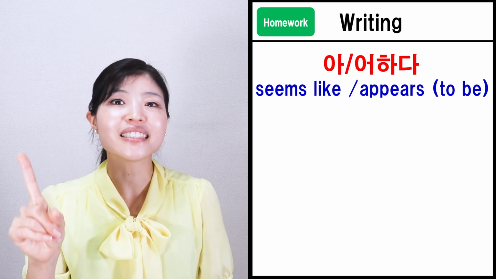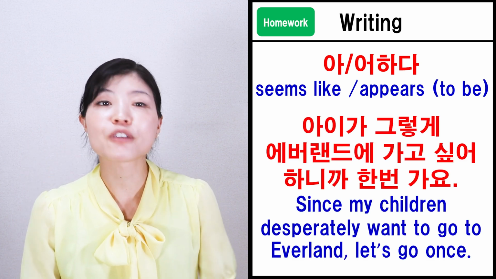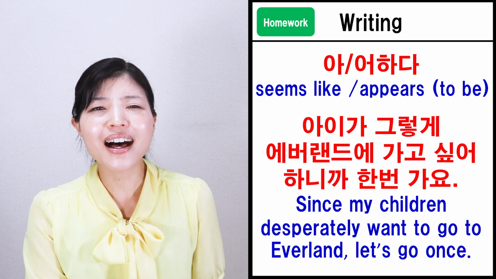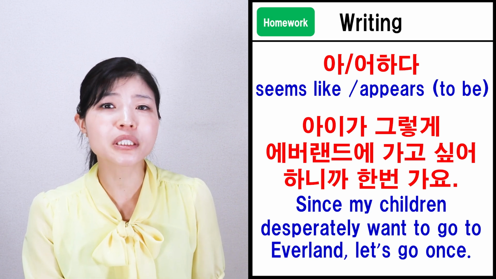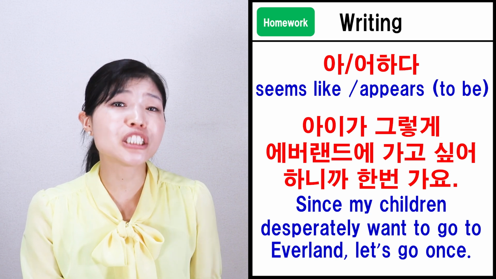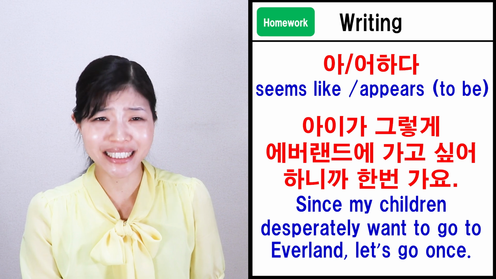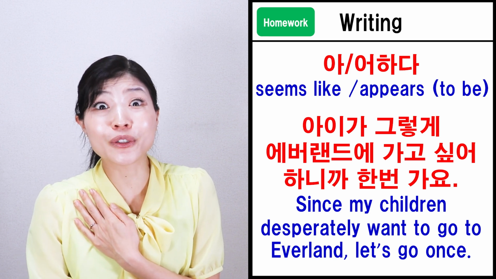There are 2 parts to the homework. First, please make 3 sentences using today's grammar. For the first sentence, please use 아우하다, seems like, appears to be. For example, 아이가 그렇게 에버랜드에 가고 싶어 하니까 한번 가요. Since my children desperately want to go to Everland, let's go once. I want to go to Everland too.